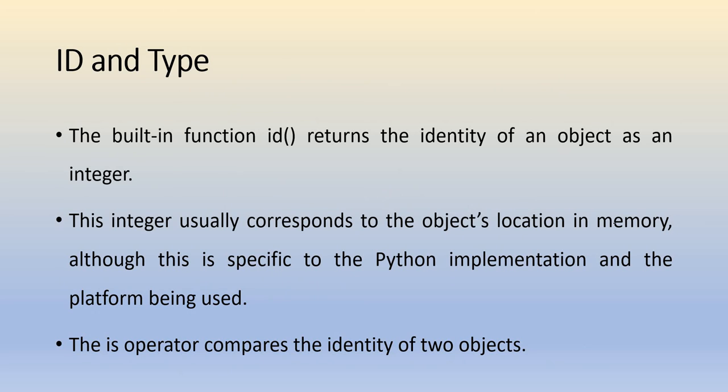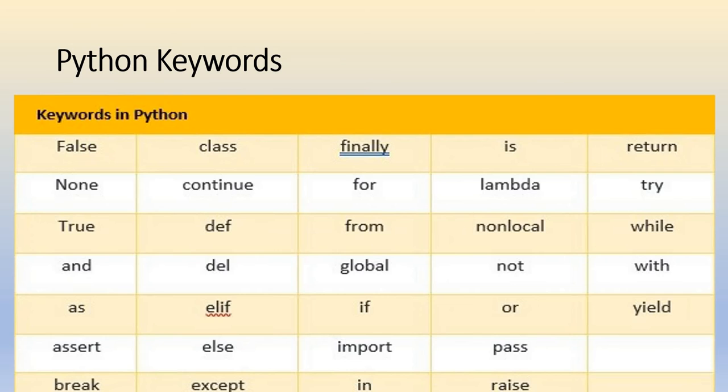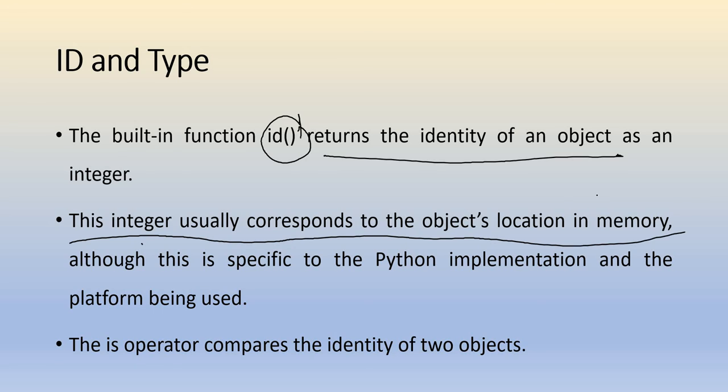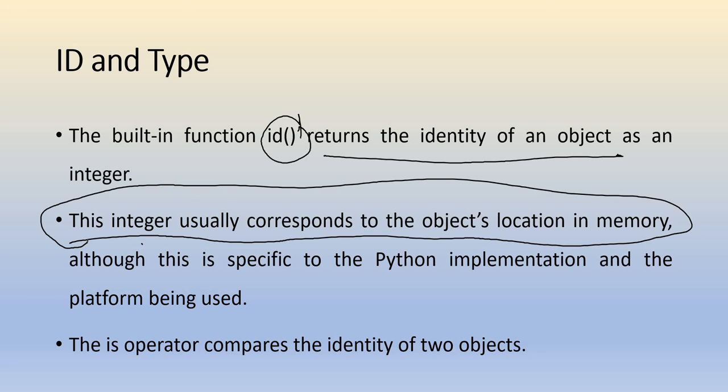Okay. And coming to the next slide, here we are going to use one kind of function that is called the built-in function id. It returns the identity of the object. The integer usually corresponds to the object location, and this is specific to the Python implementation and platform being used. This is one kind of integer number which corresponds to the object location in memory. It shows that particular integer number.